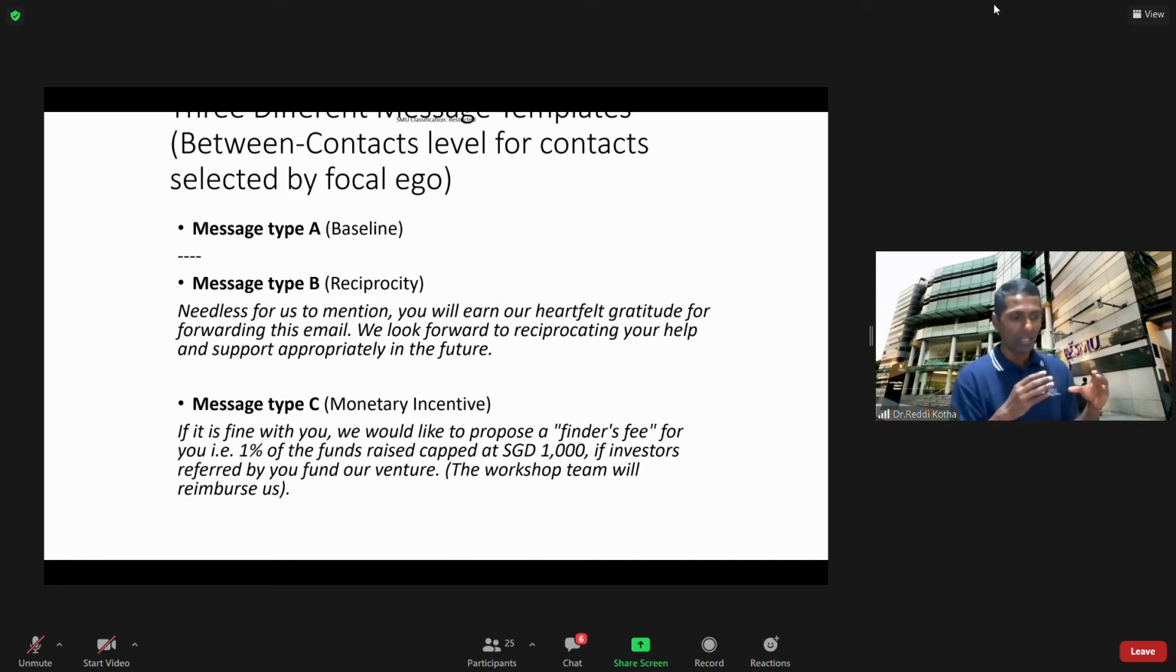Some of them got a little bit more, saying, needless for us to mention, you will earn our heartfelt gratitude for forwarding this email. We look forward to reciprocating your help and support in the future. That was the reciprocity. Randomly, we picked a set of contacts and gave them the reciprocity message. And message C was monetary incentives. If it is fine with you, we would like to propose a finder's fee, what Sunendra and others were referring to. For you, 1% of the funds raised, capped at $1,000, if the investors referred by you fund our venture. And just so that we are clear, we didn't want the intermediary contacting the entrepreneur to be paid by the entrepreneur. We said the workshop team will reimburse them for the $1,000. It's not going out from the entrepreneur.